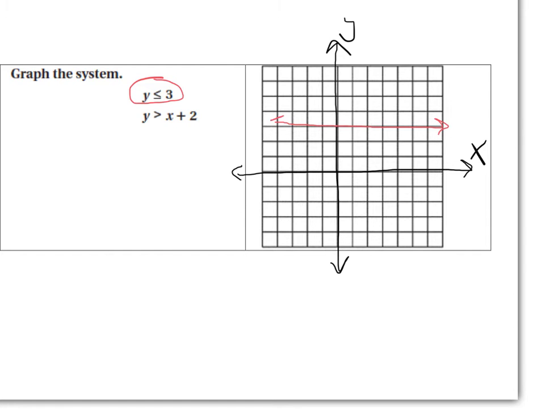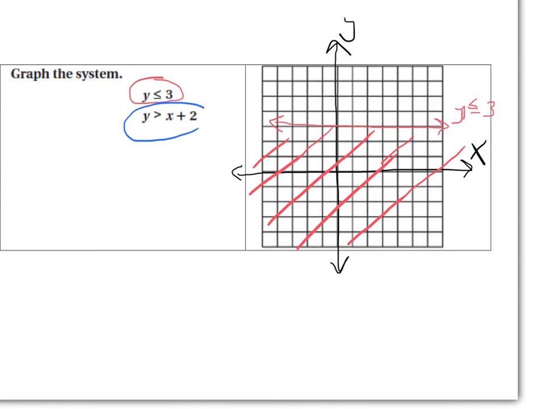And our y is less than or equal to 3 is going to look like this. Now when I test a point, for example, I might test 0, 0. I'm going to find that we are shading downward. So then I'm going to move to my second point.